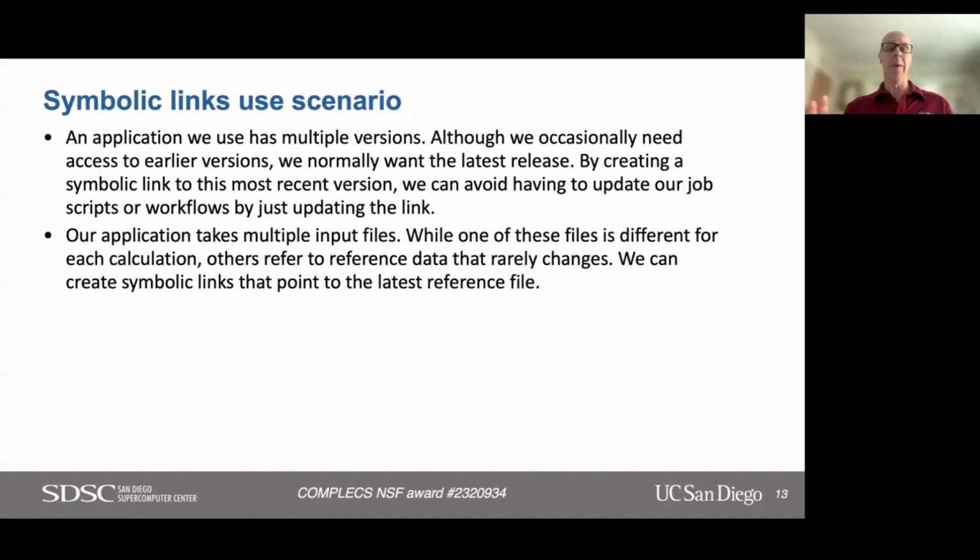So where are these going to be really useful? Let's say we have an application, an executable that has multiple versions, and although we occasionally need to access earlier versions, we normally want to access the latest release. By creating a symbolic link to this most recent version, we can avoid having to update our job scripts or workflows, just by updating the link. Also assume our application takes multiple input files. While one of these files is different for each calculation, others refer to reference data that rarely changes. So here we can create a symbolic link that points to the latest reference file.